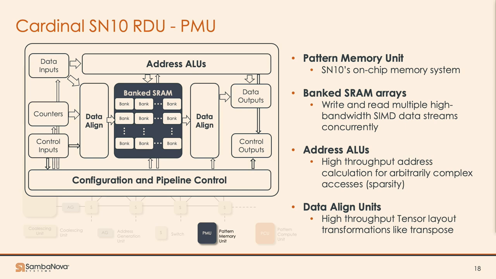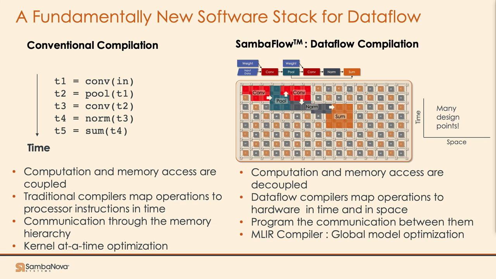So if you think about how you compile for this data flow architecture, it requires a fundamentally new way of thinking about compilation. Conventional compilation for ML algorithms does things a kernel at a time. So you can think of the kernel flow as shown on the left here as going from one kernel, say convolution, to the next kernel, say pooling, and then the intermediate data is staged through the off-chip HBM, right? So traditional compilers map operations to the processor one kernel at a time, and kernel-at-a-time optimization means that you only optimize a kernel in isolation.